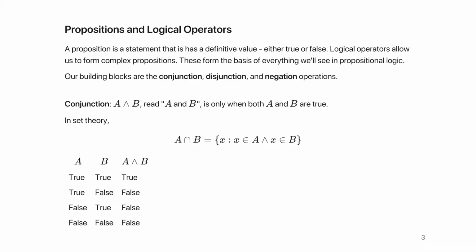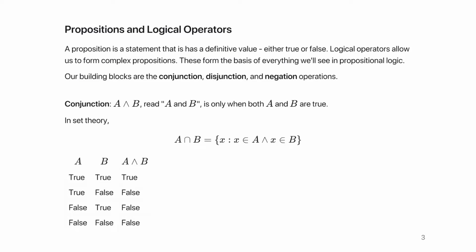The way I like to look at more complex propositions is as functions where the variables are just true or false. And we looked at 3 logical operators that allow us to form more complex propositions, and we'll see this a lot when we get to proof techniques. These will form the basis of everything we'll see in propositional logic. So we saw the conjunction, which is the same as and, the disjunction, which is the same as or, and the negation. The first one we saw was the conjunction that reads A and B, which is true only when both A and B are true.